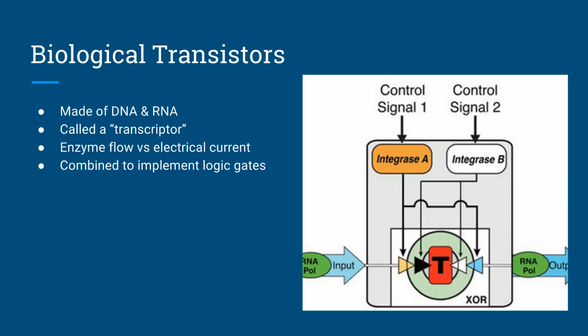By combining multiple transcriptors, the Stanford researchers have created a full suite of Boolean integrase logic, BIL gates, the biological equivalent of AND, NAND, OR, XOR, NOR, and XNOR logic gates. As we know, with only a few different types of gates, we can implement nearly any operation that a computer requires.